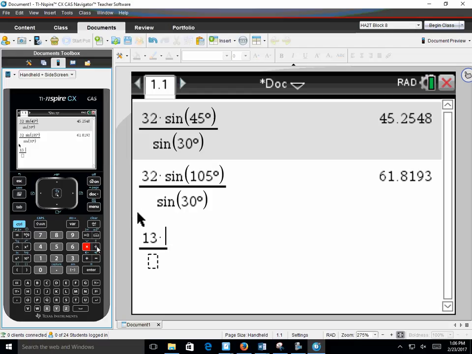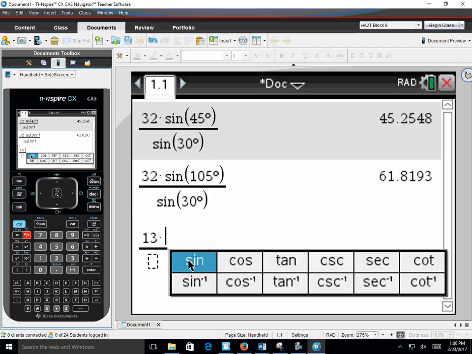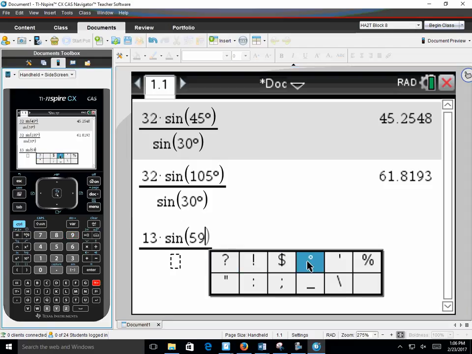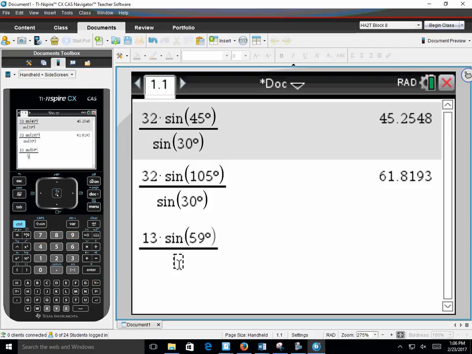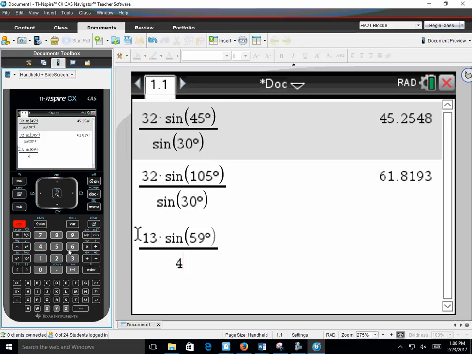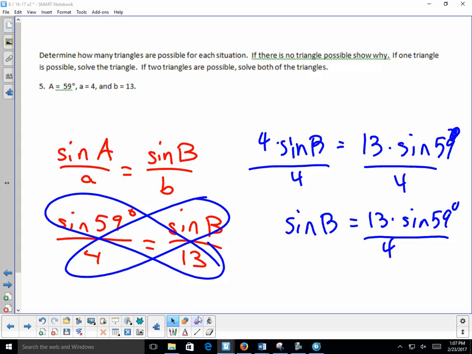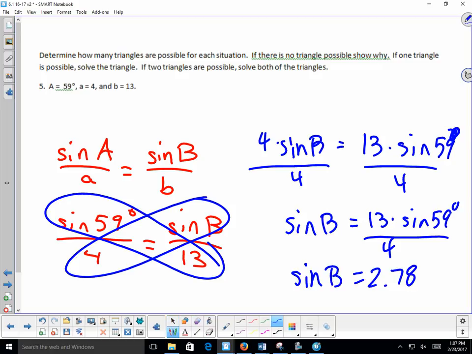13 times sine 59 degrees over 4. Is that correct? And when I do that, I get 2.786. Are we okay with that? Yeah. Okay, so 2.786, let's go back to our page here. So that means the sine of angle B is 2.786. So go ahead and find B.